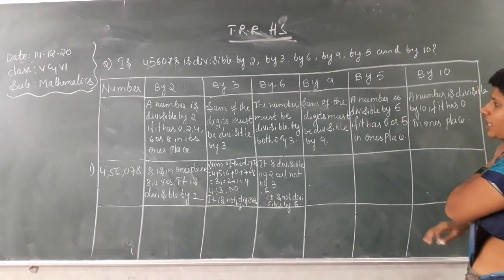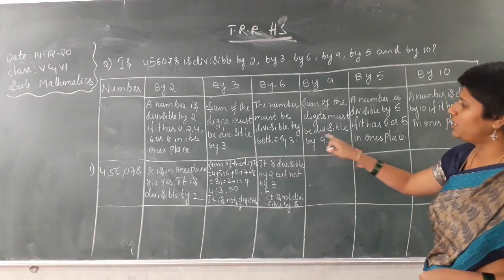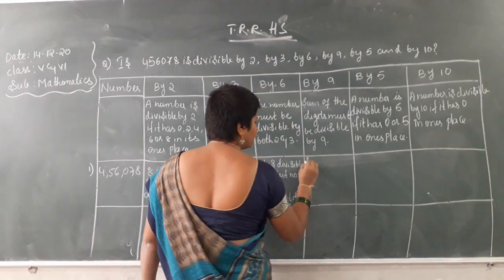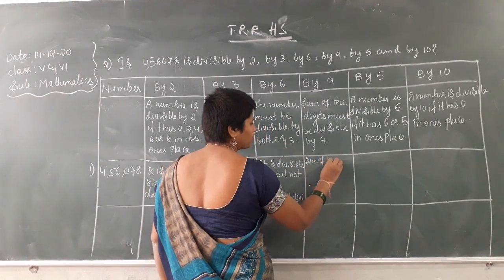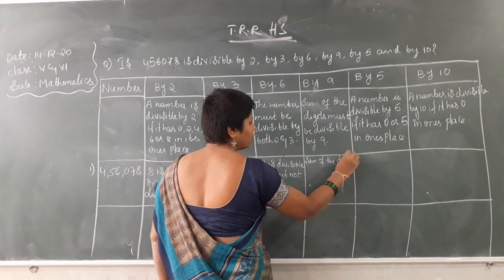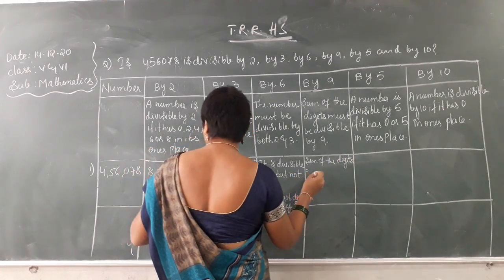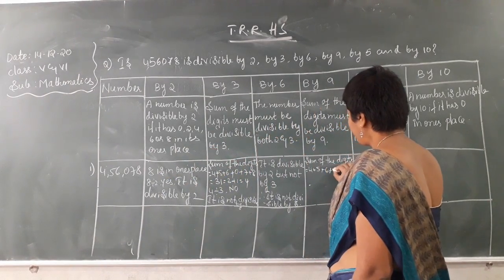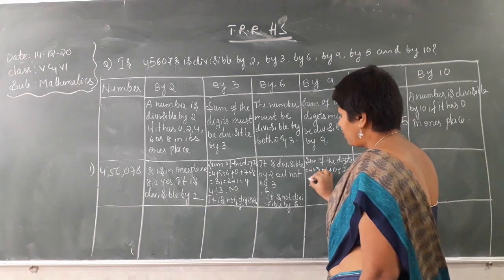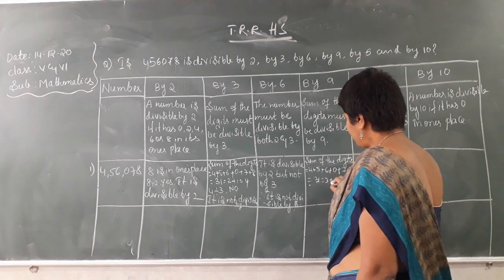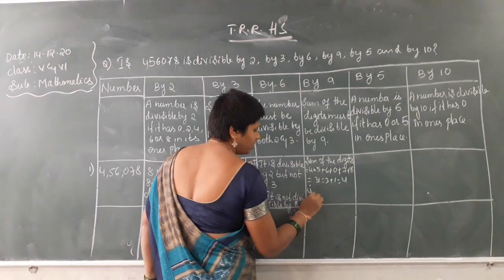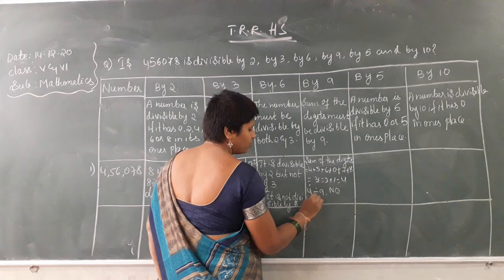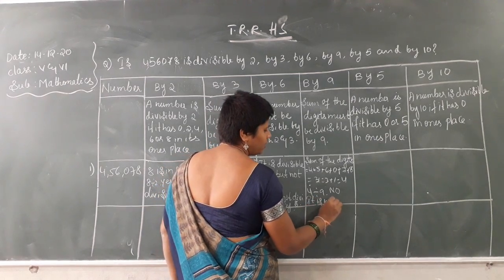Now coming to 9. For 9 also, sum of the digits must be divisible by 9. So find out the sum of the digits. Already you have done it. Now write down here the sum of the digits. Again you add 4 plus 5 plus 6 plus 0 plus 7 plus 8. How much? 31. So 3 plus 1, how much? 4. Now is 4 divisible by 9? No. So you can write it. So it is not divisible.